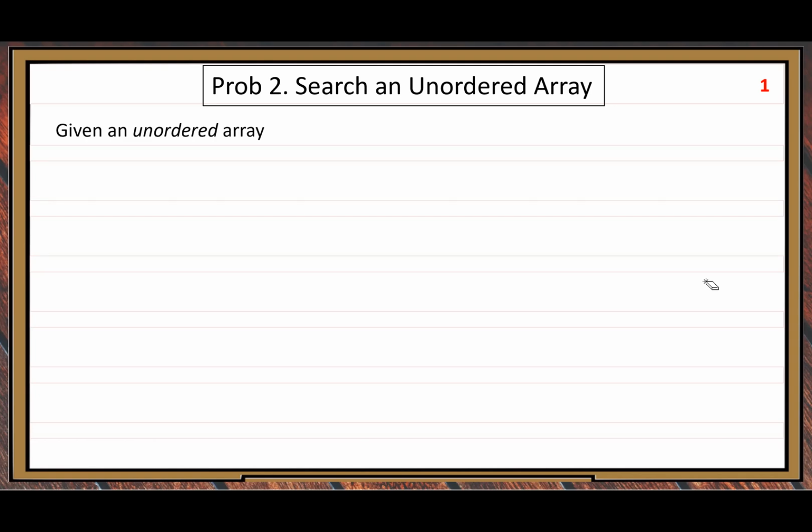Given an unordered array, here we use this representation with indices from 0 through n-1. Here you can see there are n elements in this array. And if we use the problem size concept, the problem size in this array, the number of elements, is n.